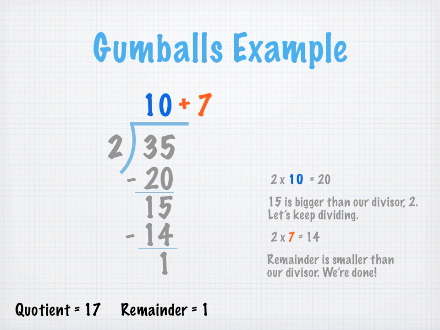Our quotient is now 10 plus 7. Those 2 numbers on top of the house, we add them up. Our quotient is equal to 17, and we have a remainder of 1.